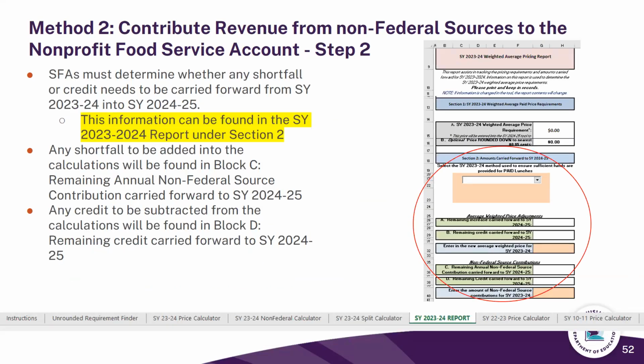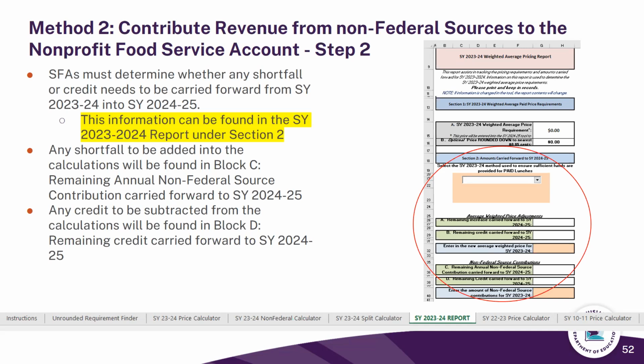Method 2, Step 2: SFAs must determine whether any shortfall or credit needs to be carried forward from school year 23-24 into school year 24-25. This information can be found in the school year 23-24 report under section 2. On this slide is a screenshot from 23-24 PLE2 where you find this information. Any shortfall to be added into the calculation will be found in Block C.